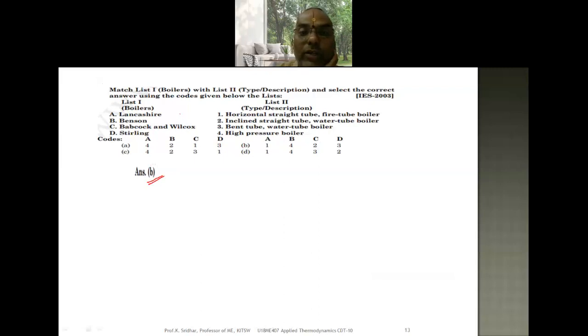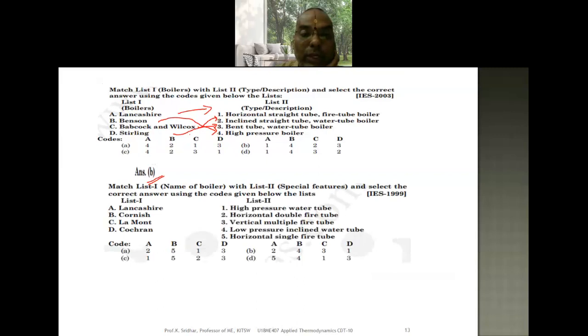That is B here, 1, 4, 2, 3. The Lancashire boiler, we just discussed, is the horizontal straight line fire tube boiler. The Benson boiler is the high pressure boiler. The Babcock and Wilcox boiler, we discussed, is a water tube boiler with inclined and straight tubes. And similarly the Stirling boiler is also a water tube boiler, but it is a bent type. So like this the answer will be B.